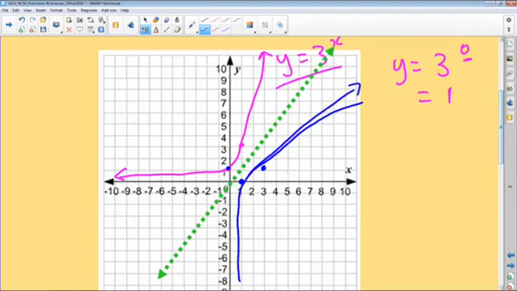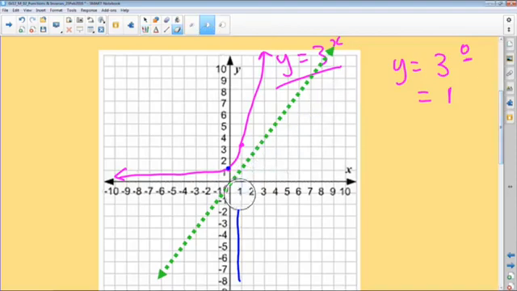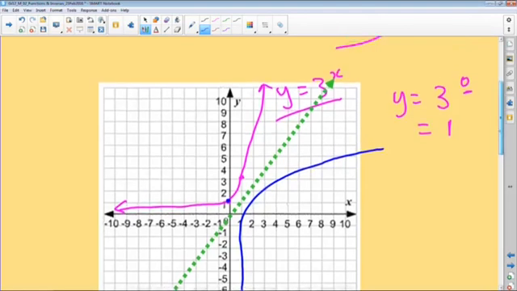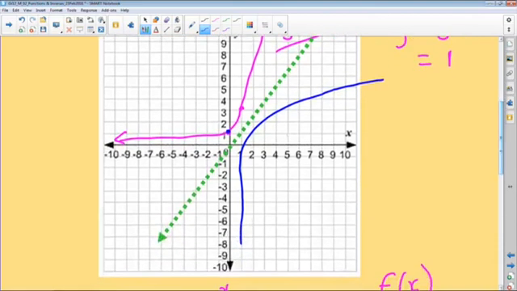All right, and that's going to be, actually I need to redraw that. That's not looking very nice. Let's just put that in again. Okay, so my log graph is going to go something like this. All right, and those are inverses, and they're symmetrical about the line y is equal to x.